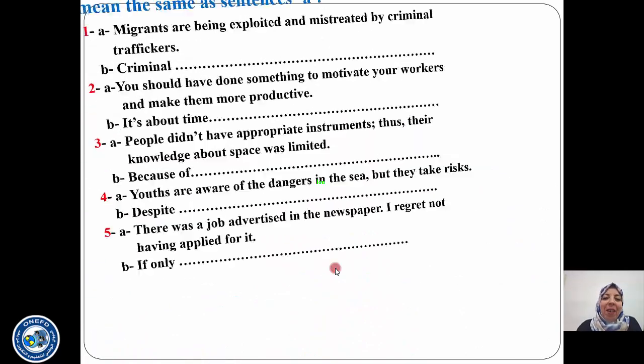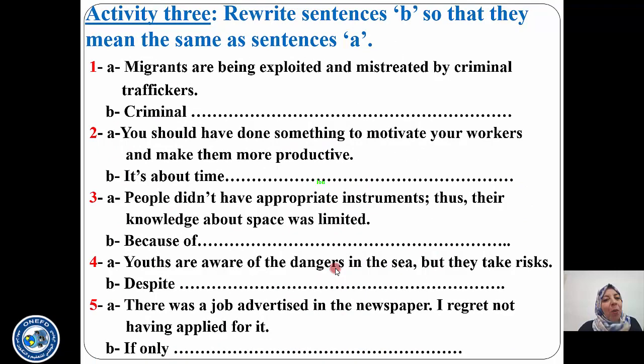Let's move to another kind of activity. So normally you are accustomed to this. Rewrite sentences B so that they mean the same as sentences A. So in this kind of exercise, you need to pay attention to the prompts here. It means the beginning of sentences B. And these are the indicators for you to know what kind of sentence you need to transform.